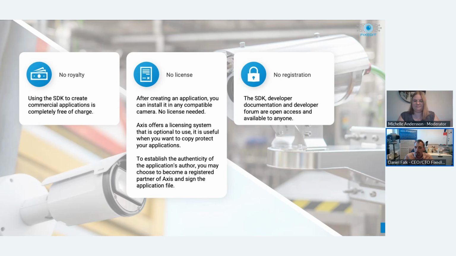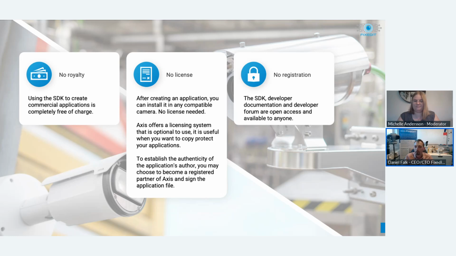And there's also an option to cryptographically sign your application that Axis also offers to application developers. So the reason you want to do this is that you want to have authenticity of the application. When a customer installs it, they want to know that it actually is a valid application from you and not from someone else who has modified it or added malicious code to it. And this you can also do.